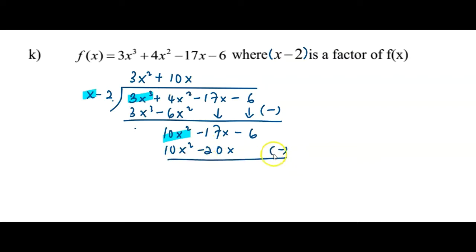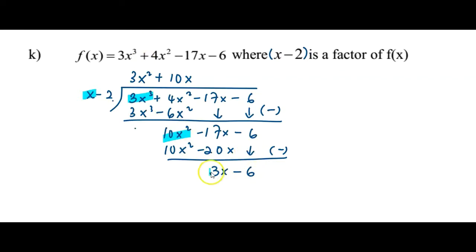Now subtract this expression with the expression down here. 10x squared minus 10x squared, you get 0. Negative 17x minus negative 20x, you get negative 17x plus 20x, that you will have a positive 3x. And bring down the negative 6, you get 3x minus 6.